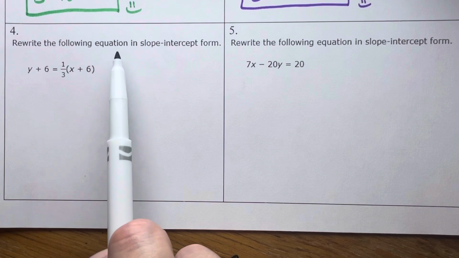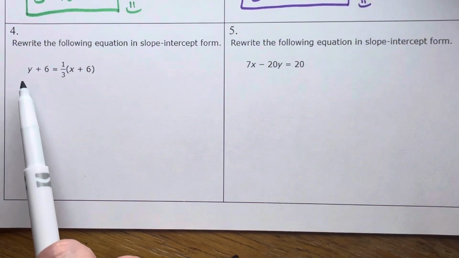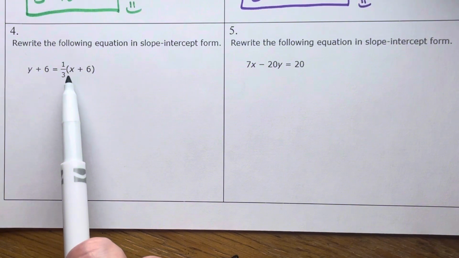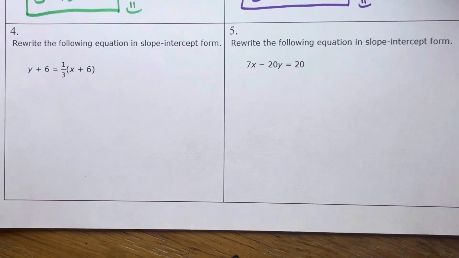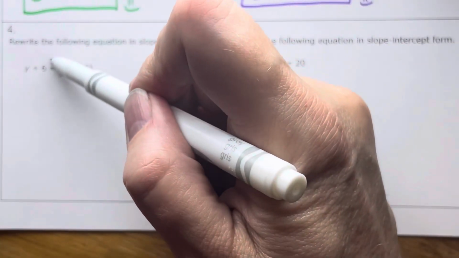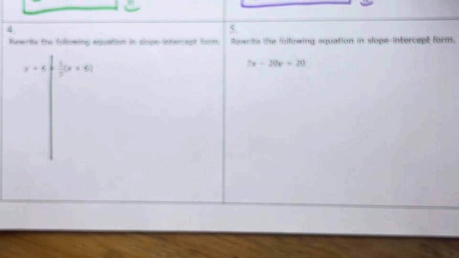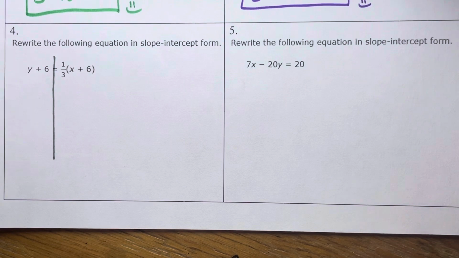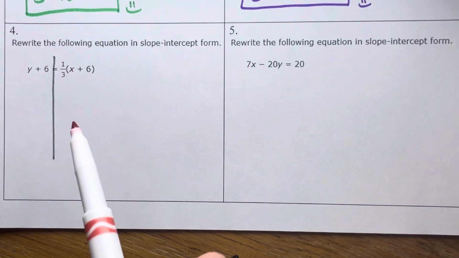Example 4. Rewrite the following equation in slope-intercept form, having been given y plus 6 is equal to 1/3 times the quantity of x plus 6. I know that you have drawn your river. I just know it in all of my being. I sure hope you have. It is helpful. It's tedious. It's not hard. It's easy.